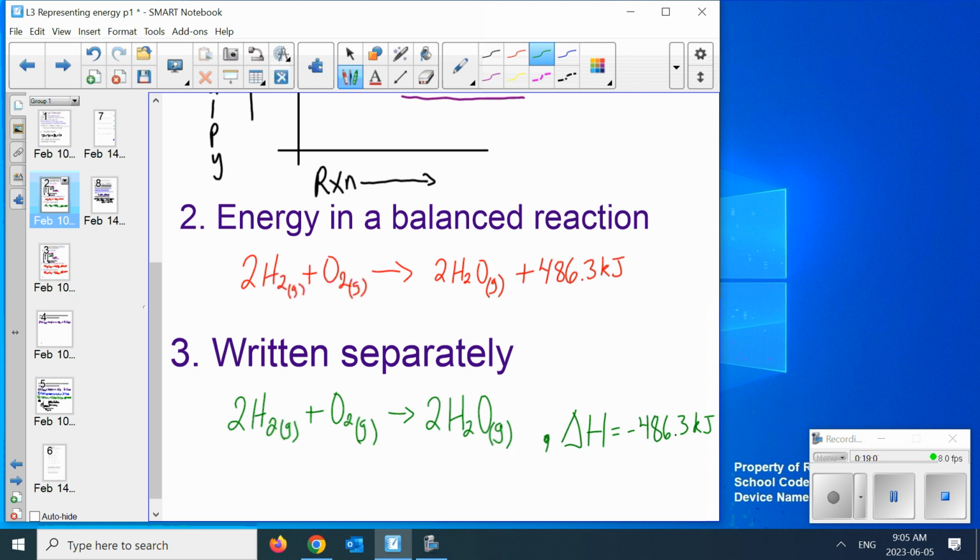There's three ways of writing: graph, energy as part of the reaction, or delta H notation itself. Whether it goes underneath, delta H is written before, it doesn't matter. That's the energy involved in that. Now, in practice, going back and forth, representation. Okay.